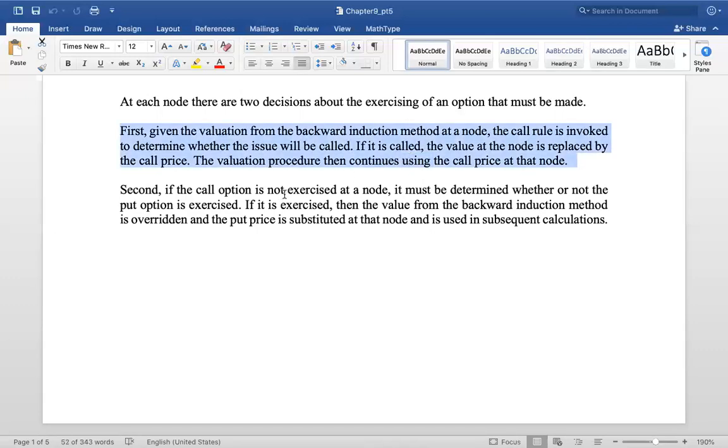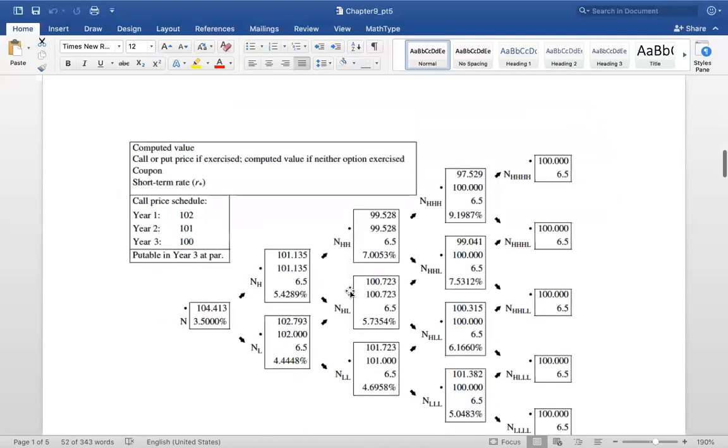Second, if the call option is not exercised at the node, it must be determined whether or not the put option is exercised. So first we look for a call option. If the call option is exercised, the value here is replaced by the call price, just like here. If it is not, the value remains the same. But then we have to go to the put option and see whether the put option will be exercised or not, right? And the procedure continues.